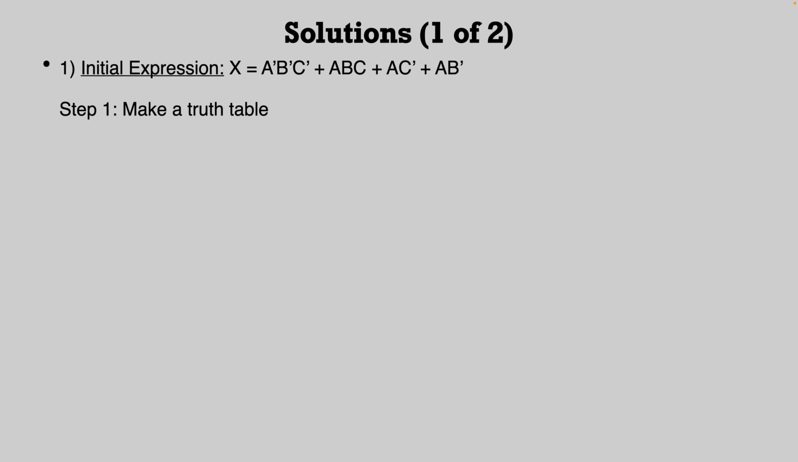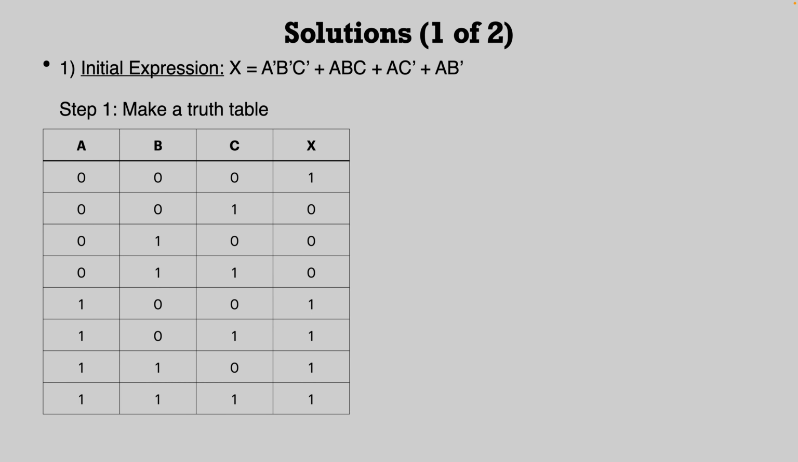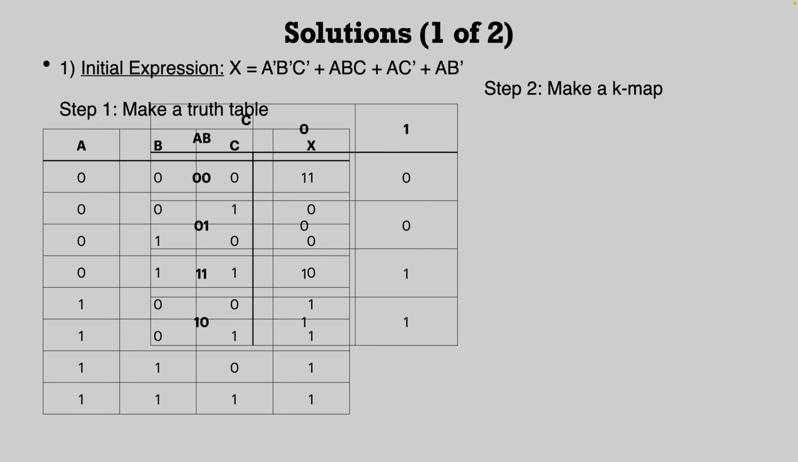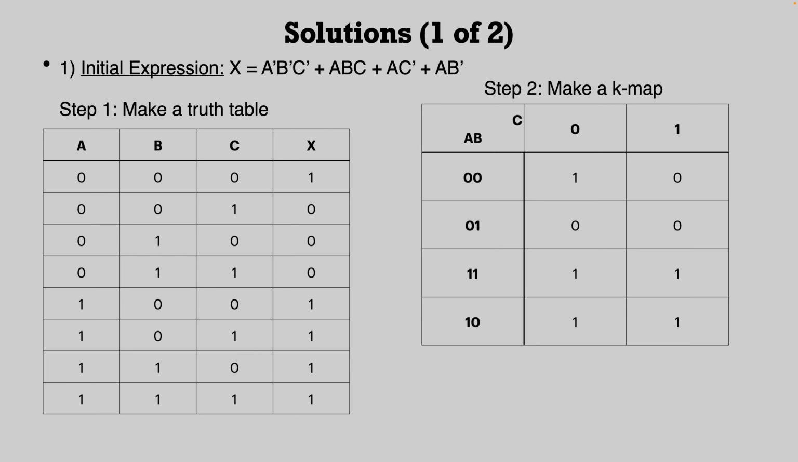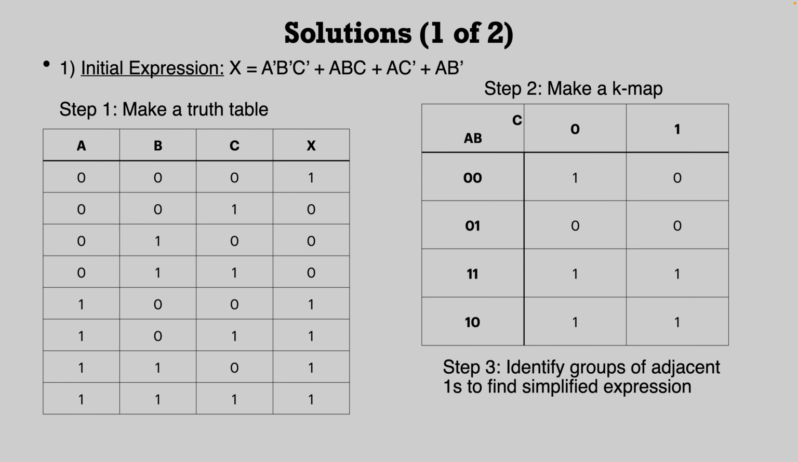So first, looking at this initial expression, as I hinted, you're going to make a truth table. If you follow this initial expression to where your 1s should be, you'll get this truth table with 5 of the outputs being 1. And from there, you should be able to pretty easily make a K-map. And here's the one I made.